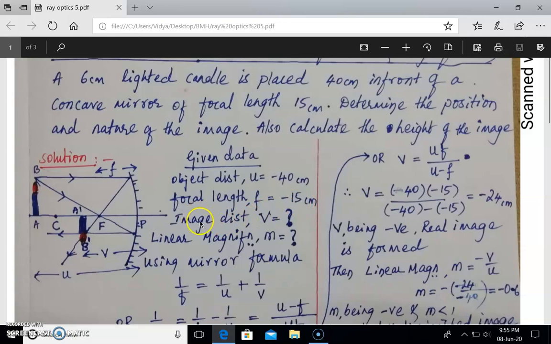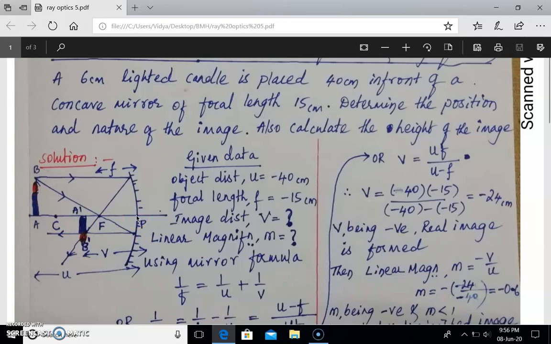Then to get the position of the image and nature of the image, you need to calculate the image distance as well as linear magnification. So here focal length is 15 centimeter, PF is 15 centimeter, FC is again 15 centimeter, PC, the radius of curvature, is 30 centimeter, and object is placed at a distance of 40 centimeter from the concave mirror.